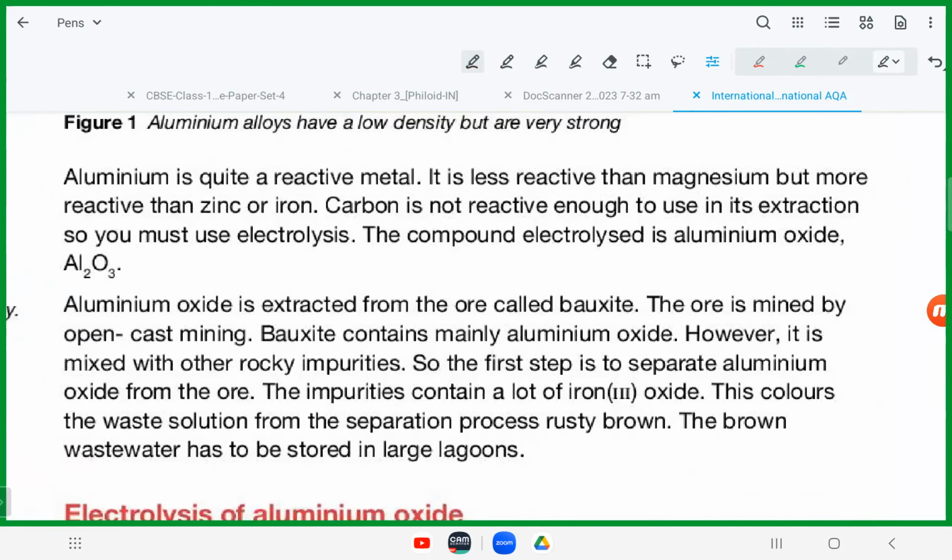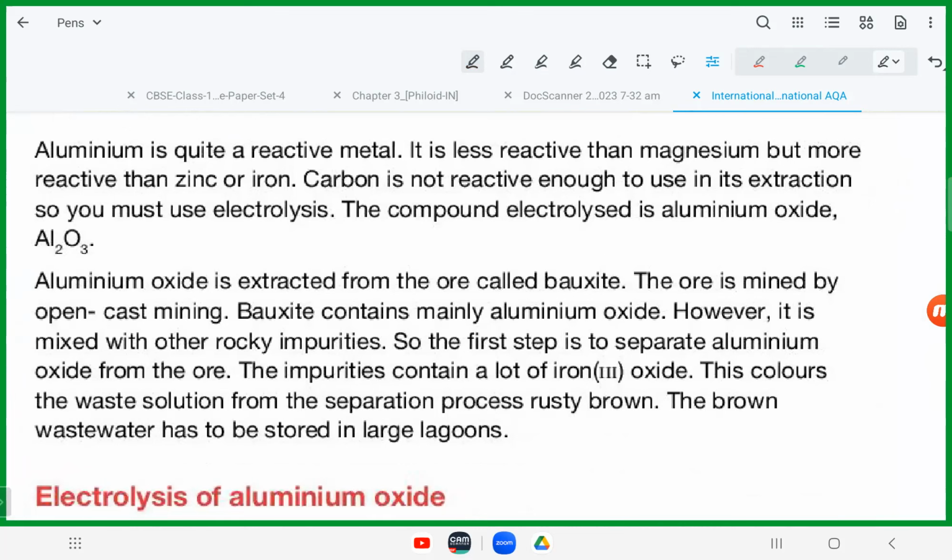Aluminium is quite a reactive metal. It is less reactive than magnesium, but more reactive than zinc or iron. Carbon is not reactive enough to use in its extraction, so you must use electrolysis. The compound electrolyzed is aluminium oxide, Al2O3. Aluminium oxide is extracted from the ore called bauxite. The ore is mined by open cast mining.